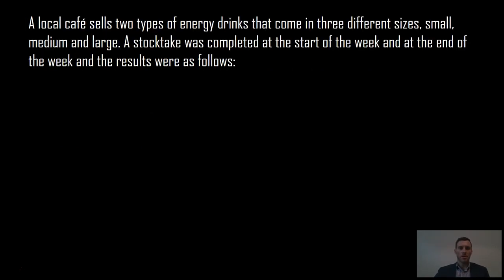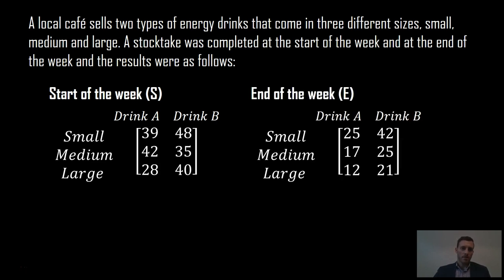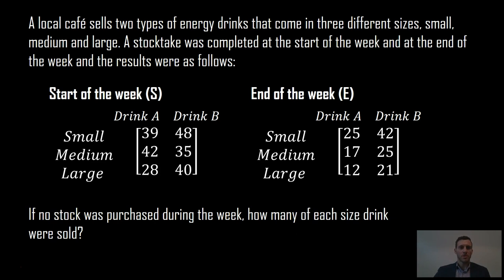A local cafe sells 2 types of energy drinks that come in 3 different sizes: small, medium, and large. A stock take was completed at the start of the week and at the end of the week, and the results were as follows. At the start of the week, we had drink A and drink B, and you have small, medium, and large, and you've got the quantity of each. At the end of the week, again, we've got drink A and drink B, and the quantity of small, medium, and large of each. And you can see how we've already started to represent that in a matrix. If no stock was purchased during the week, how many of each size drink were sold? Now, can we use matrix operations to work this out?